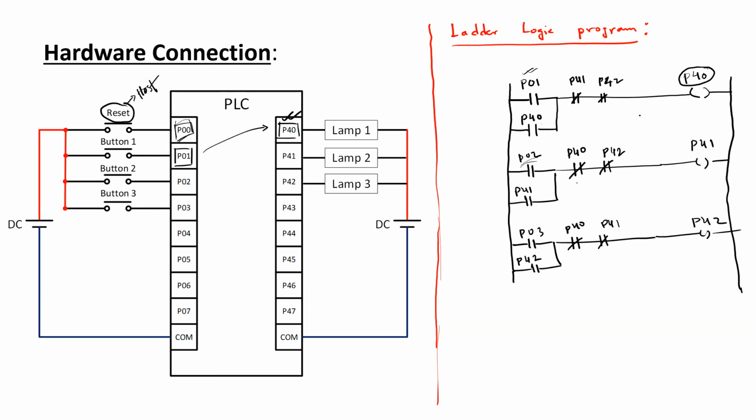So we can connect P00 on all of the branches, and when it's pressed, the circuit will open. Is it something like that?